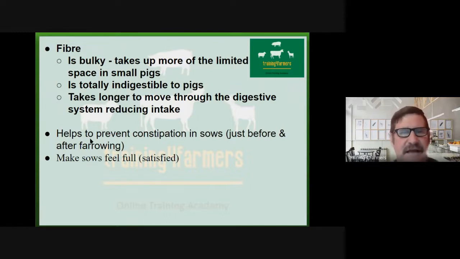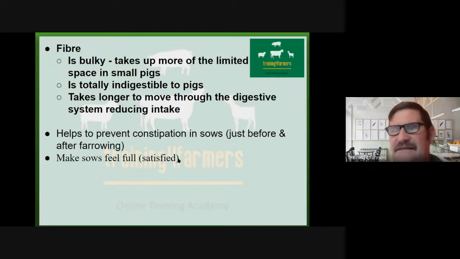Okay, on the positive side, it helps to prevent constipation in sows just before and just after farrowing. It's a major problem with sows, that constipation. Look out for it. We discussed it in the health topic, where we discussed metabolic disorders. If you haven't been there yet, go back to that. It also makes the sows feel full and satisfied.